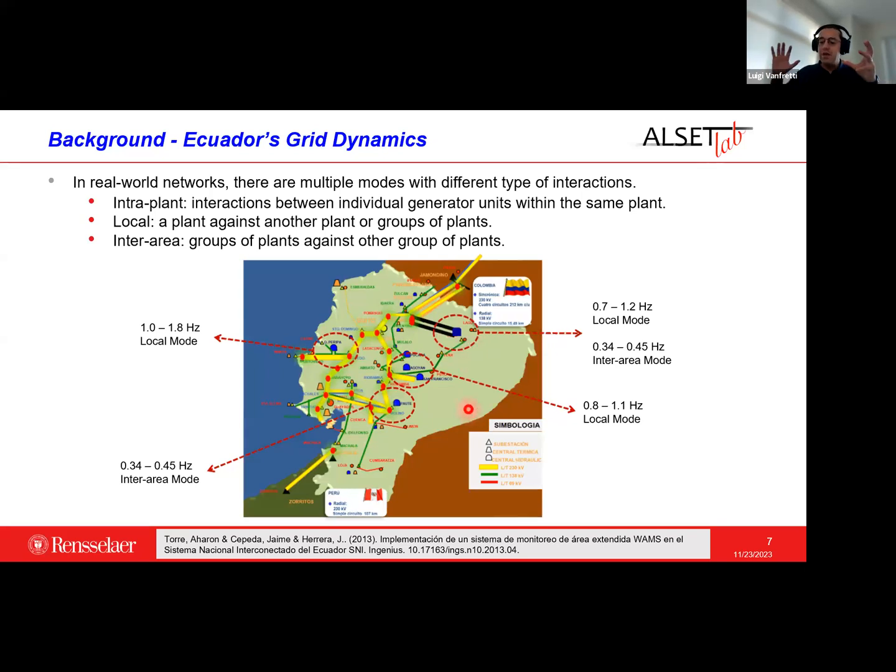One is that you could have interactions within the power plant itself. You can start having generators fighting each other. The local one is the one that I've been showing you, and the next one is the one that we will cover in the rest of the presentation.